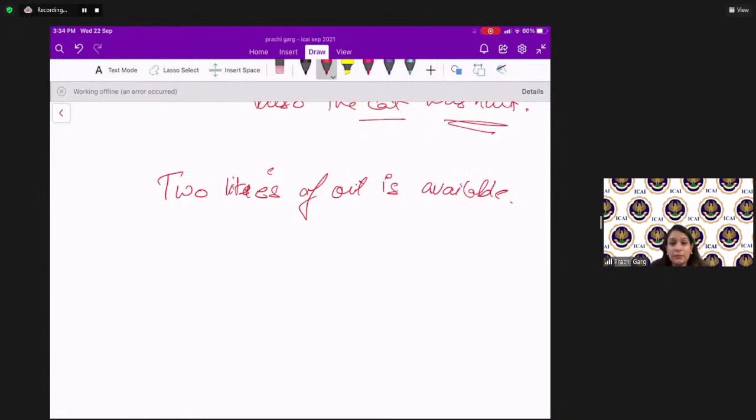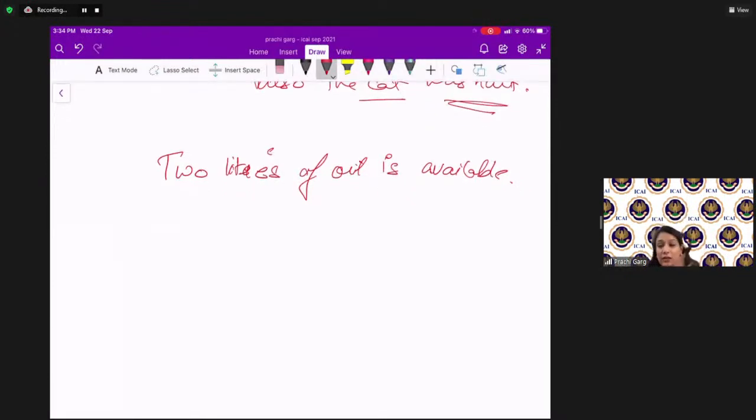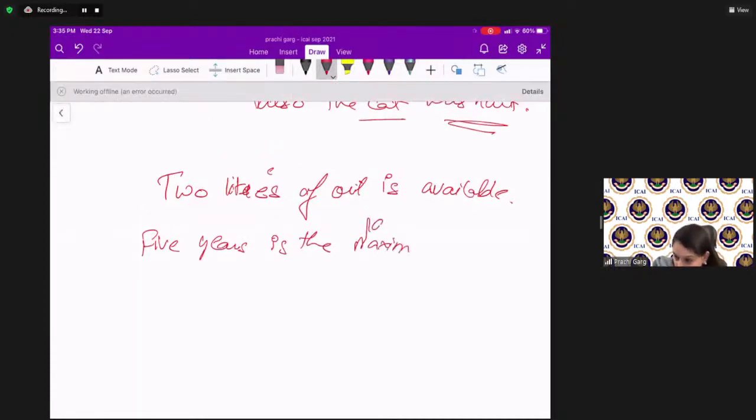2 liters of oil is available. So I'm talking about the quantity of the oil, so I will use a singular verb. Am I clear? It doesn't matter that I'm talking about 2 liters. Whenever we talk about the quantity of something collectively, we use a singular verb. 5 years, we're talking about the measurement of time. 5 years is the maximum sentence for that offense.